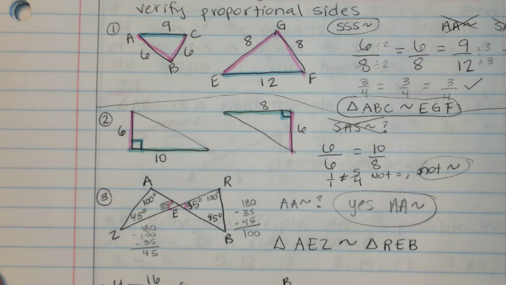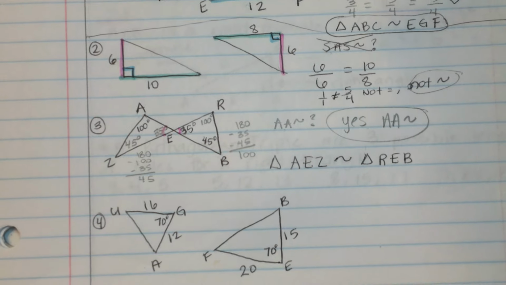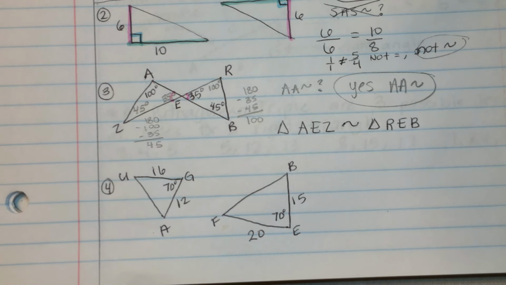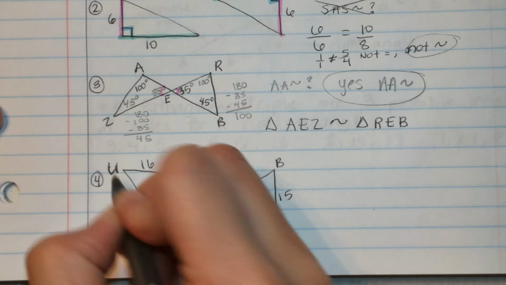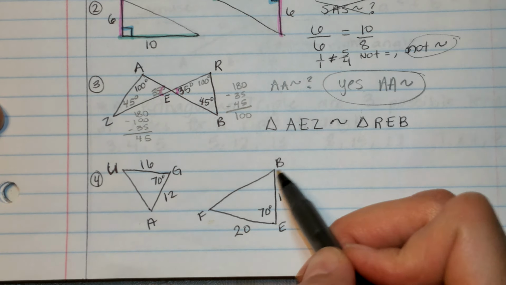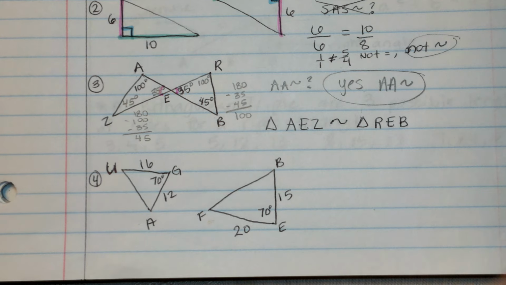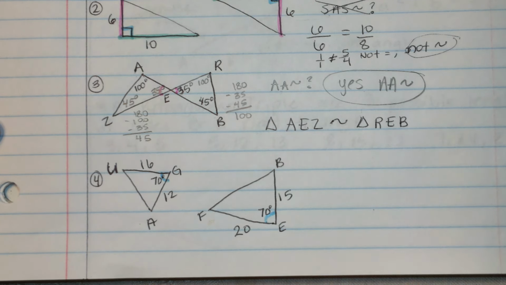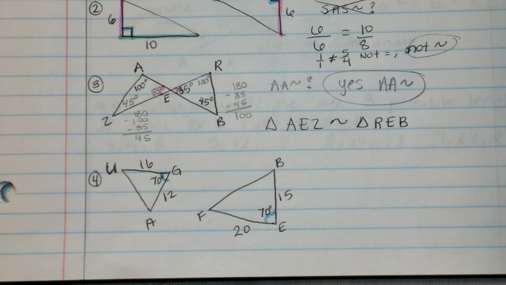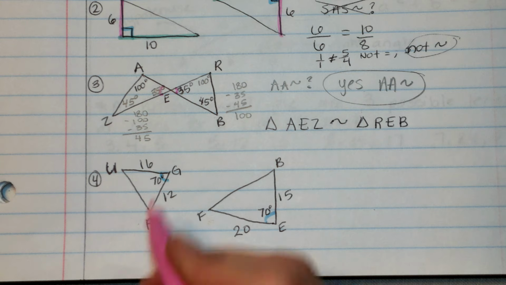Okay, one more example. Let's slide this down. Okay, so we have this triangle, UGA, and then BFE. Again, we're checking for triangle similarity. And I have one angle given, and it's both of them at 70. So I know that they're both congruent right there. One congruent angle, and then we are given two sides, and then the angle is included.